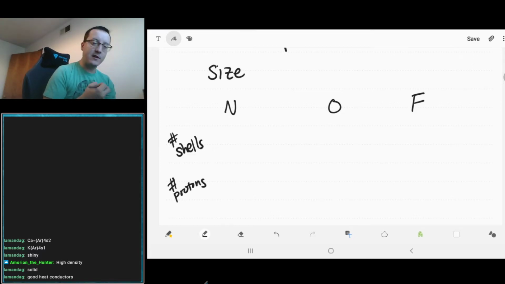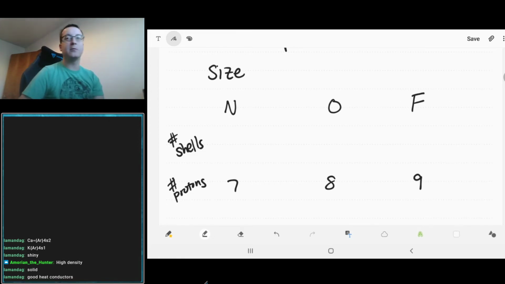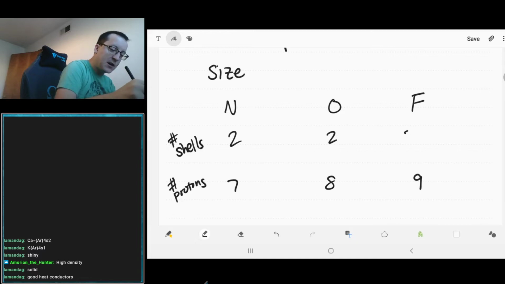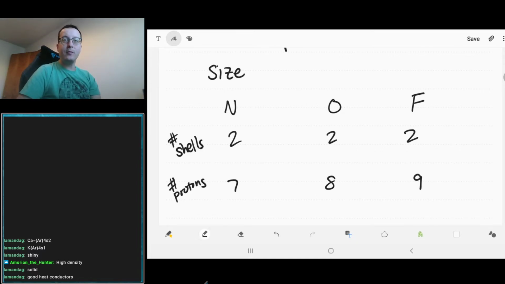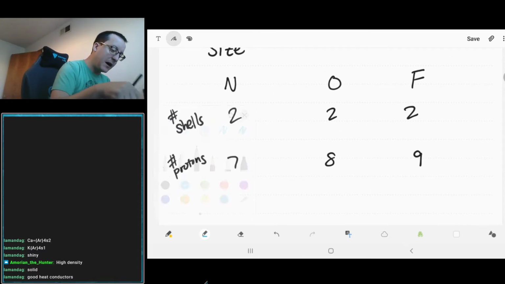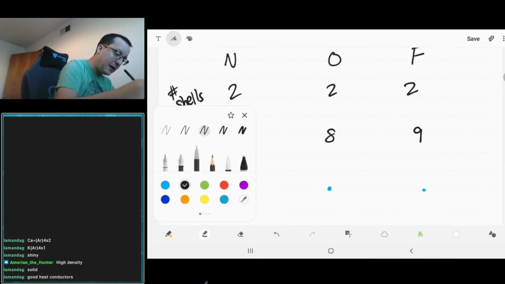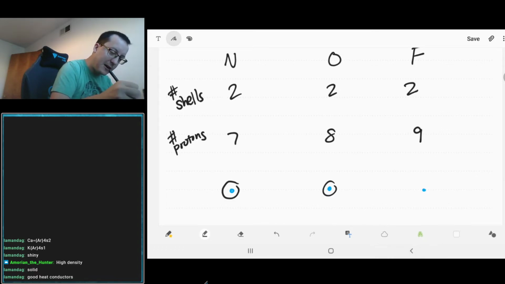I'll do our protons for us because why not? Oh, bad. Shame on me. 9 protons. Right. If we look at these particular elements, we're going to see all of them are in the second row of the periodic table, so they should all have 2 shells. And if we go back to our simple atomic model, we have a nucleus here, we have our rings around it. All of these guys are going to have 2 rings.